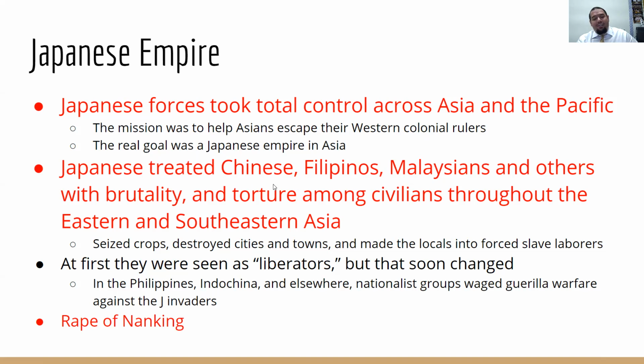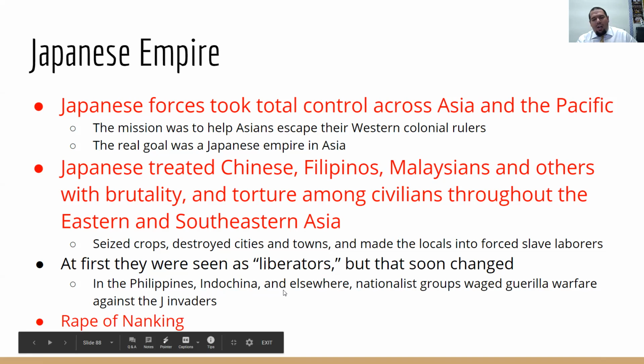They would seize crops, destroy cities and towns, and made their locals into forced slave laborers. At first, they were seen as liberators, but that soon changed. They wanted to make an Asia for Asians, and that was not going to happen. In the Philippines, Indochina, Vietnam, and elsewhere, nationalist groups would wage guerrilla warfare against the Japanese invaders.